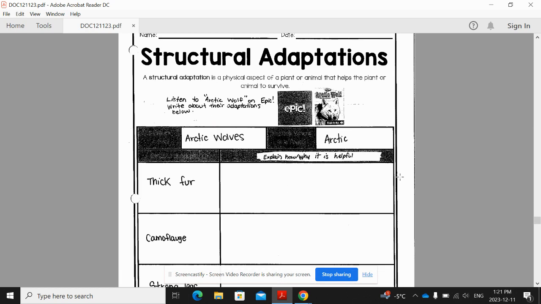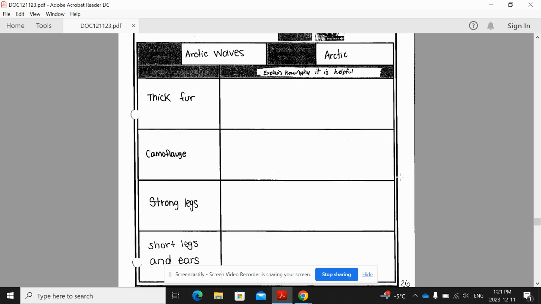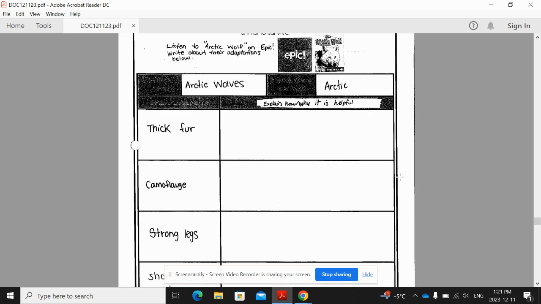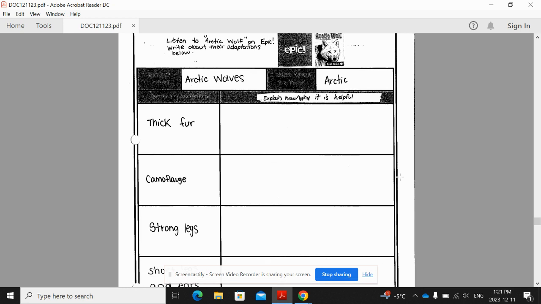Now you have a research project. On page 26, it shows that you're going to listen to the Arctic Wolf book on Epic. It's a read to me book. You can find it in the collection that is shared with you on your Epic account. You're going to be reading about an Arctic wolf, and you're going to listen to how their structural adaptations help them survive in the Arctic.